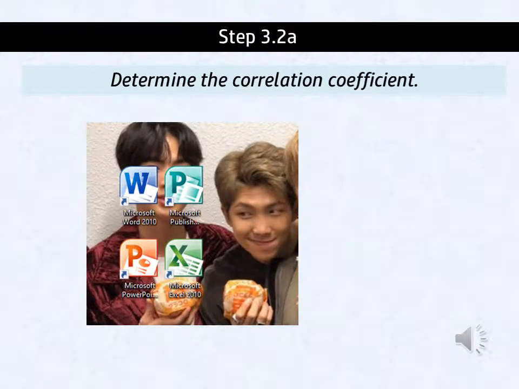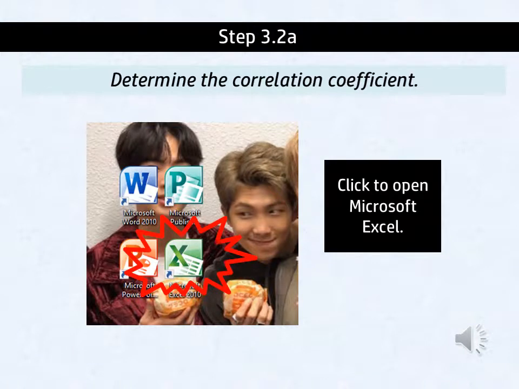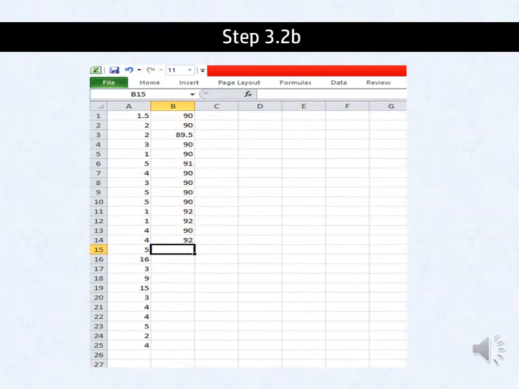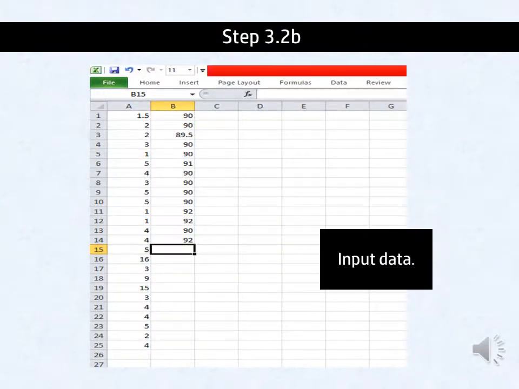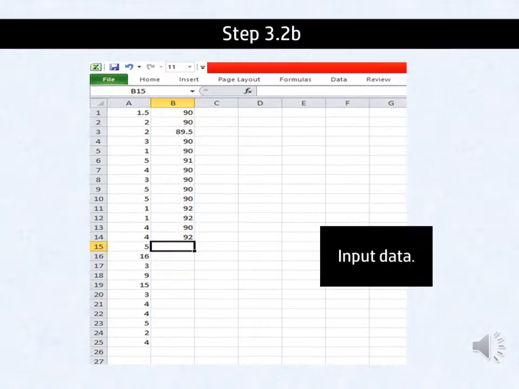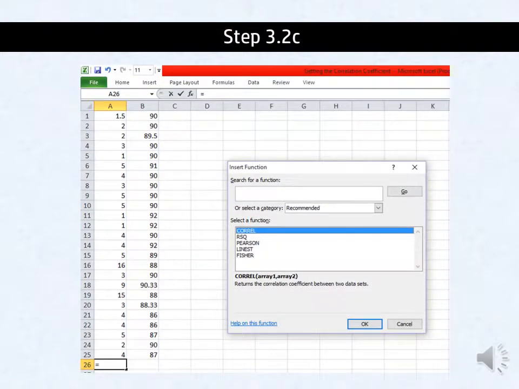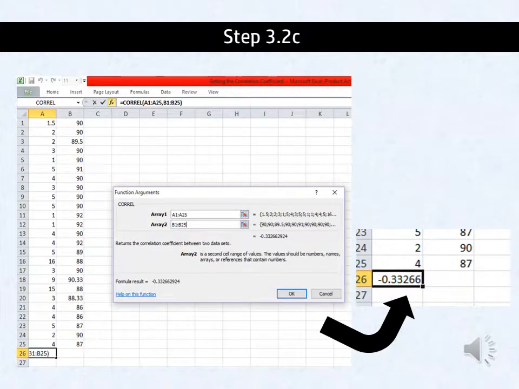For an easier way of obtaining the correlation coefficient, you can use Microsoft Excel. First, you must input the data. Then click on the fx and type the word correlation, then press OK. Input the data needed on the array 1 and array 2, as shown in the image, then click OK.